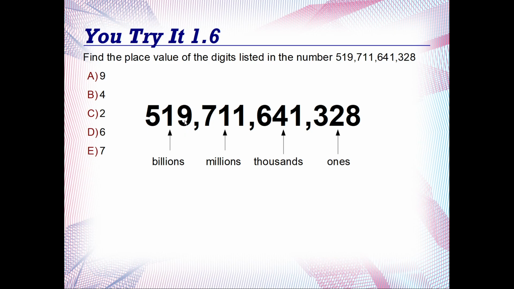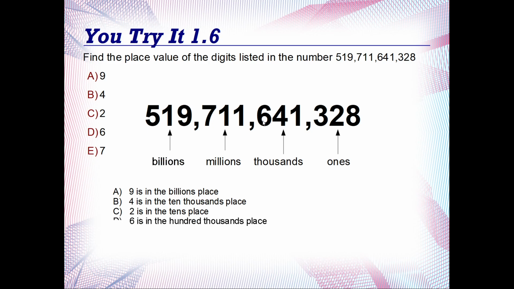It is in the billions period in the first place, so 9 is in the billions place. 4 is right here. It's in the thousands period in the tens place, so 4 is in the 10,000s place. The number 2 is in the ones period, so we'll have ones, tens. So 2 is in the tens place. 6 is in the thousands period right here, so we'll have 1,000s, 10,000s, 100,000s. So 6 is in the 100,000s place. And the number 7 is in the millions period. 1 million, 10 million, 100 million. So 7 is in the 100 millions place.